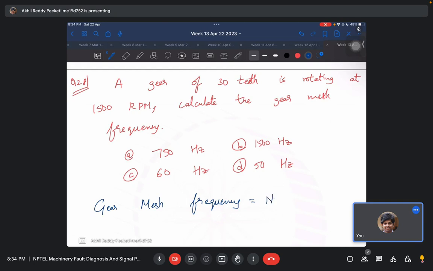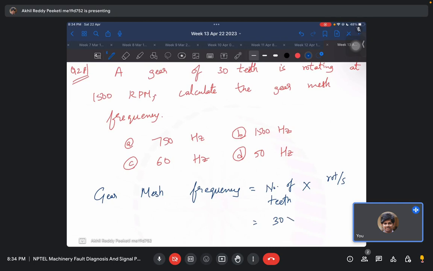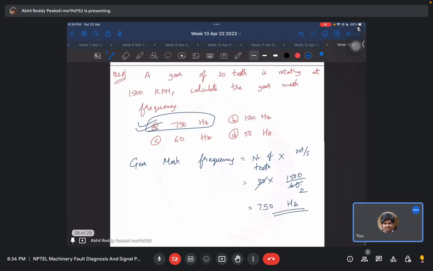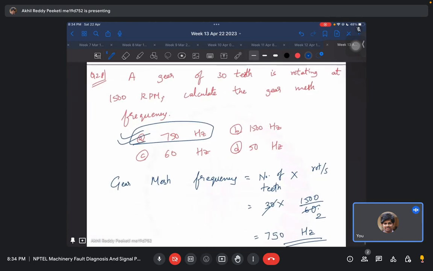So number of teeth, this is similar to the vane pass frequency, and rotations per second. So 30 into 1500 by 60. Well, I can get 750 hertz as the gear mesh frequency. Okay, so this is also very similar to the vane pass frequency, but here it's the teeth that are going one after the other.